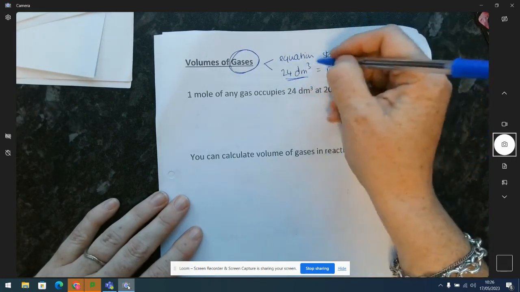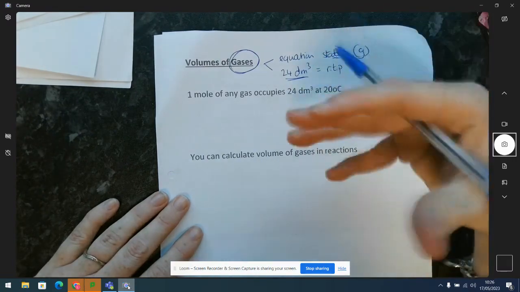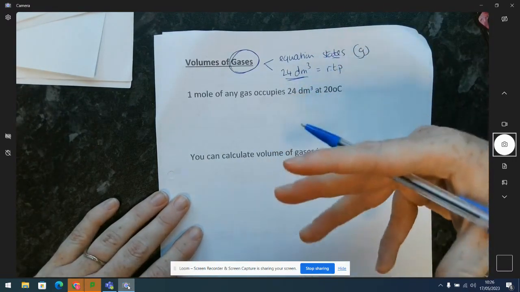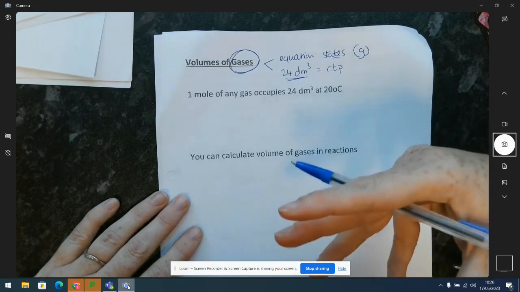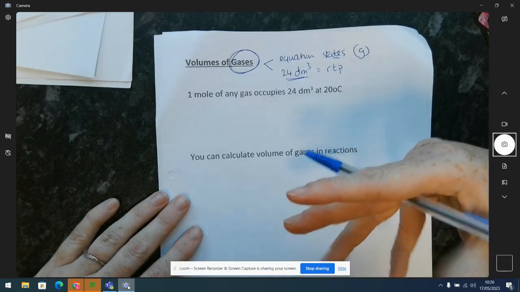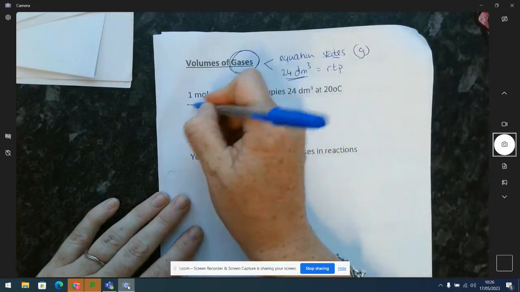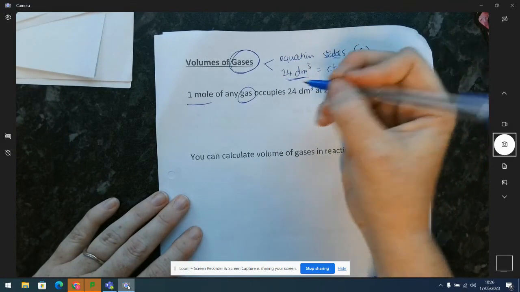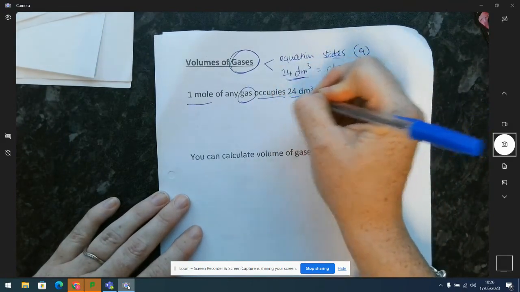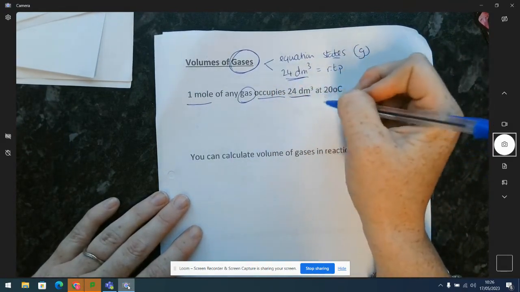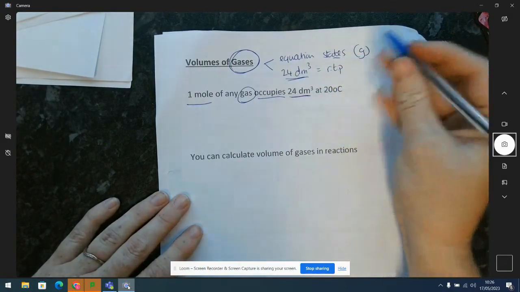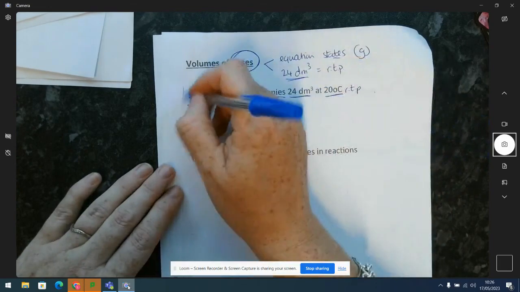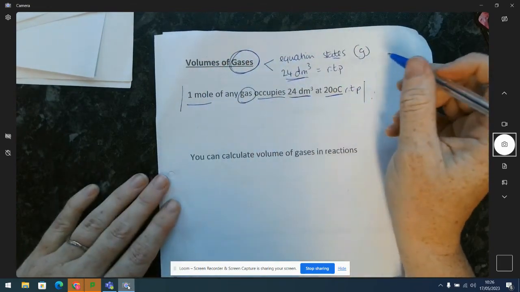Well, it's kind of like Avogadro's constant. You know, when we said Avogadro's constant is a fixed value that we assign to a specific number of atoms in 1 mole of a substance. When we have 1 mole of a gas, we should therefore know that it will occupy a fixed volume of 24 decimeters cubed, okay? And that's at room temperature and pressure. And I'm sorry, guys, you need to know that.